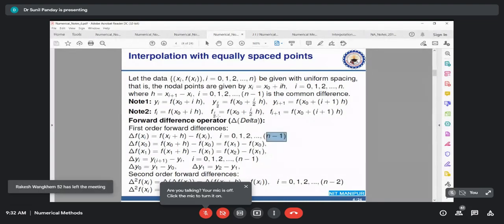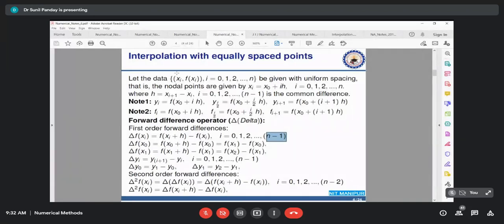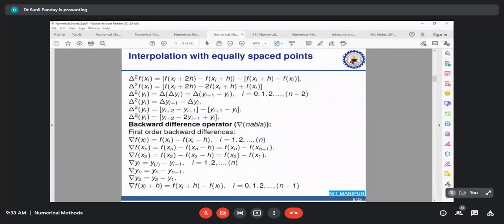So if we want to calculate the value near the initial values of the data, this is the data: x0, f of x0, x1, f of x1, and xn, f of xn. If I want to know the value of f of x near the point x0, then I use the forward differences formula. But sometimes I want to know the value near xn, that is xn, f of xn, so I use the backward difference operators.